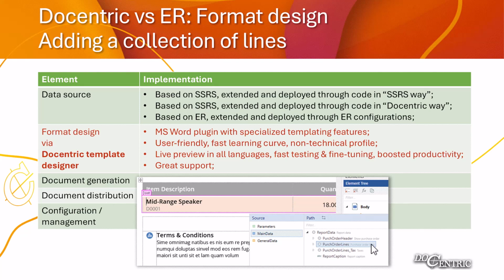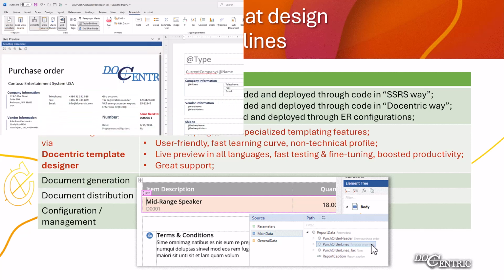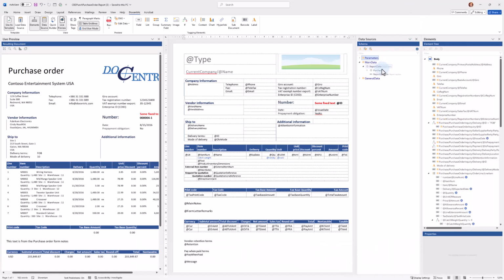Next example is about presenting the collections of data, usually a list of lines. In case of purchase order, it will be purchase order lines with items and their information, such as quantities, discounts, amounts, and so on. In Docentric, we use the list tagging element to present the repeating content. I will continue using our CBD replica for purchase order.